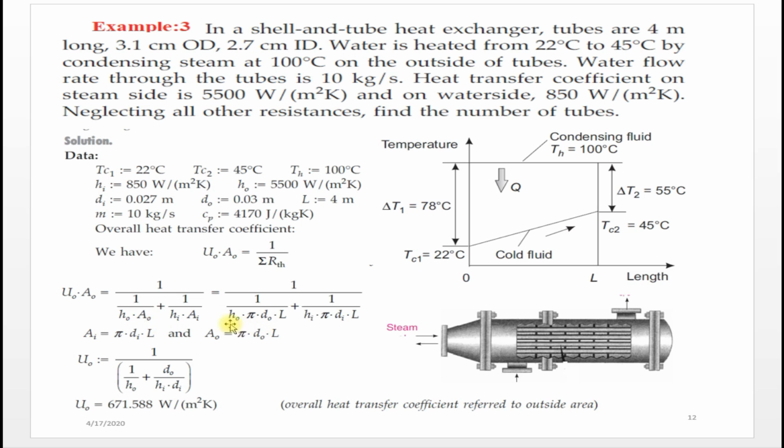What is A naught and Ai? A naught is the surface area of the outside, Ai is the inner surface area: pi d naught L and pi di L. Just substitute and you will get U naught as 671.588 watt per meter square Kelvin.